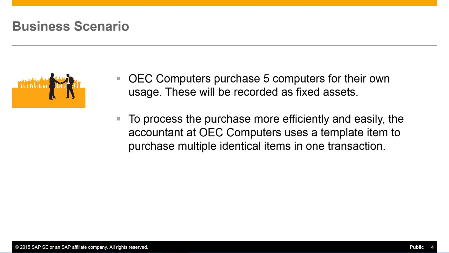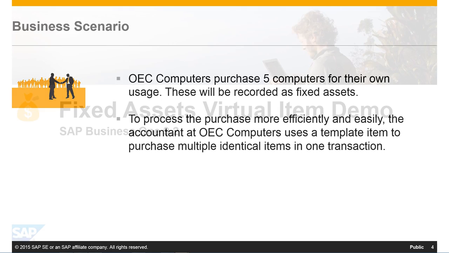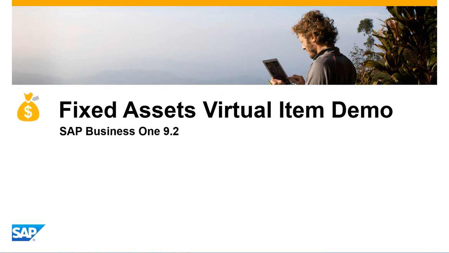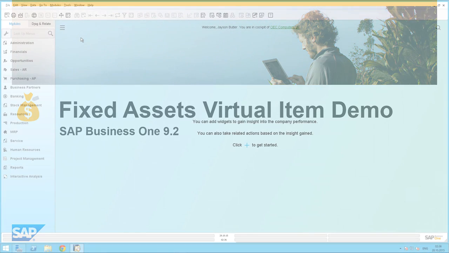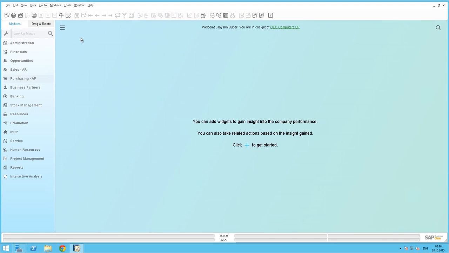OEC Computers purchase 5 computers for their own use, and these will be recorded as fixed assets. To process the purchase more efficiently and easily, the accountant at OEC Computers uses a template item to purchase multiple identical items in one transaction. Let's see how this example is executed in SAP Business One Release 9.2. We are now logged in to SAP Business One Release 9.2.